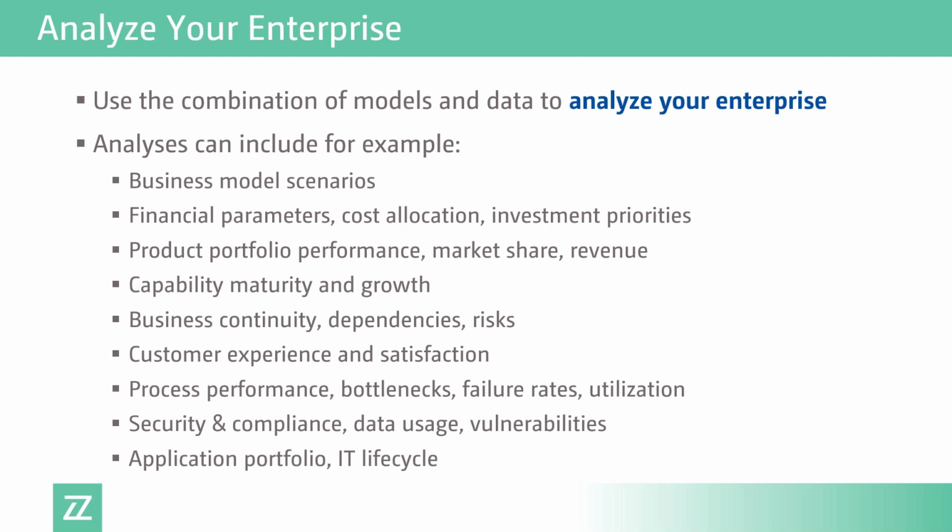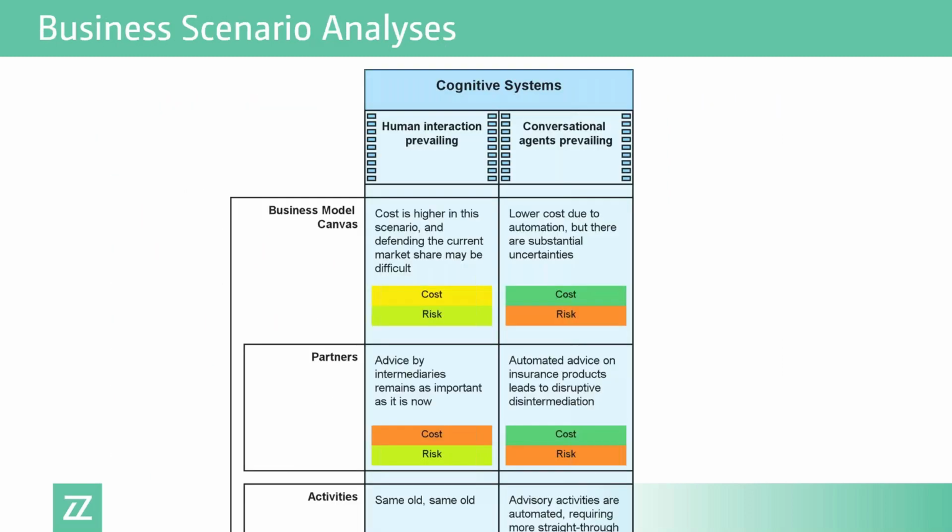Here we have a high-level one. This is a business scenario analysis. Actually, the story behind this is that the company here, which is this insurance company again, wants to assess the impact of the advent of cognitive systems, these conversational agents, on their business model. And here we see the outcomes that are on the opposite sides of the scale. Either people will still want to have a real human on the other end of the line, so human interaction is prevailing, or we'll have these conversational agents everywhere.